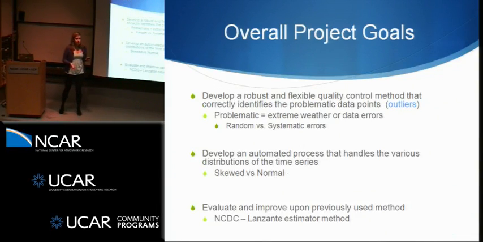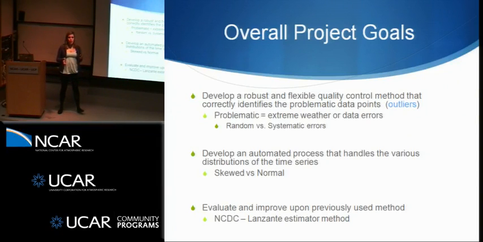So my project goals are to develop a robust and flexible quality control technique that correctly identifies problematic points or outliers. By problematic points, I mean extreme weather events like Hurricane Katrina or something like that, or data errors. Data errors can be random errors that are just throughout the data, or systematic errors that can come from a system failure or something where you get a string of errors. My project focuses mainly on the random errors.